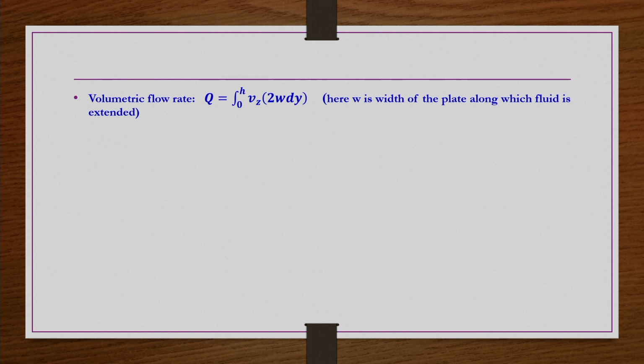Now, we try to obtain the volumetric flow rate. Volumetric flow rate is nothing but integral 0 to h of vz multiplied by w dy. W is nothing but the width of the plate along which the fluid is extended in the x direction, as I mentioned while discussing the geometry.